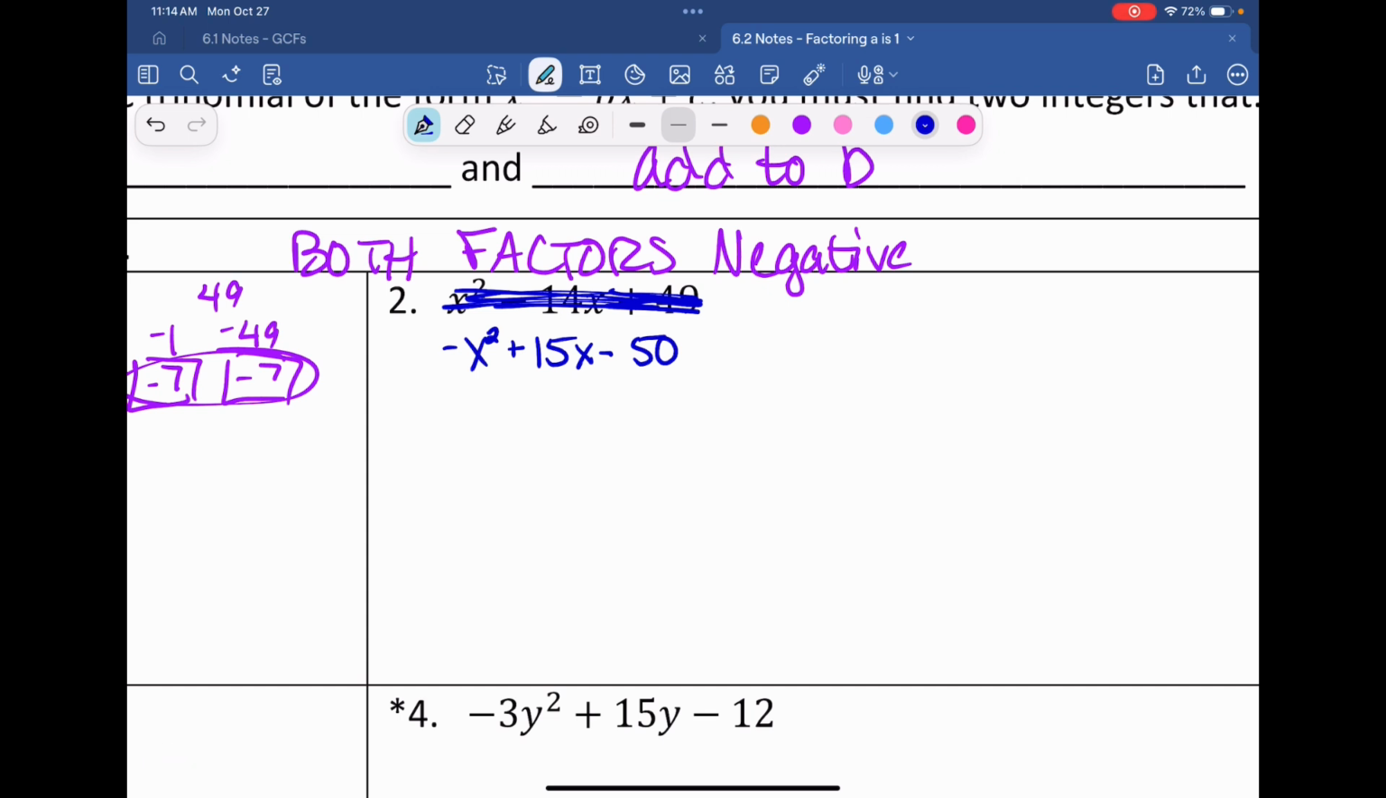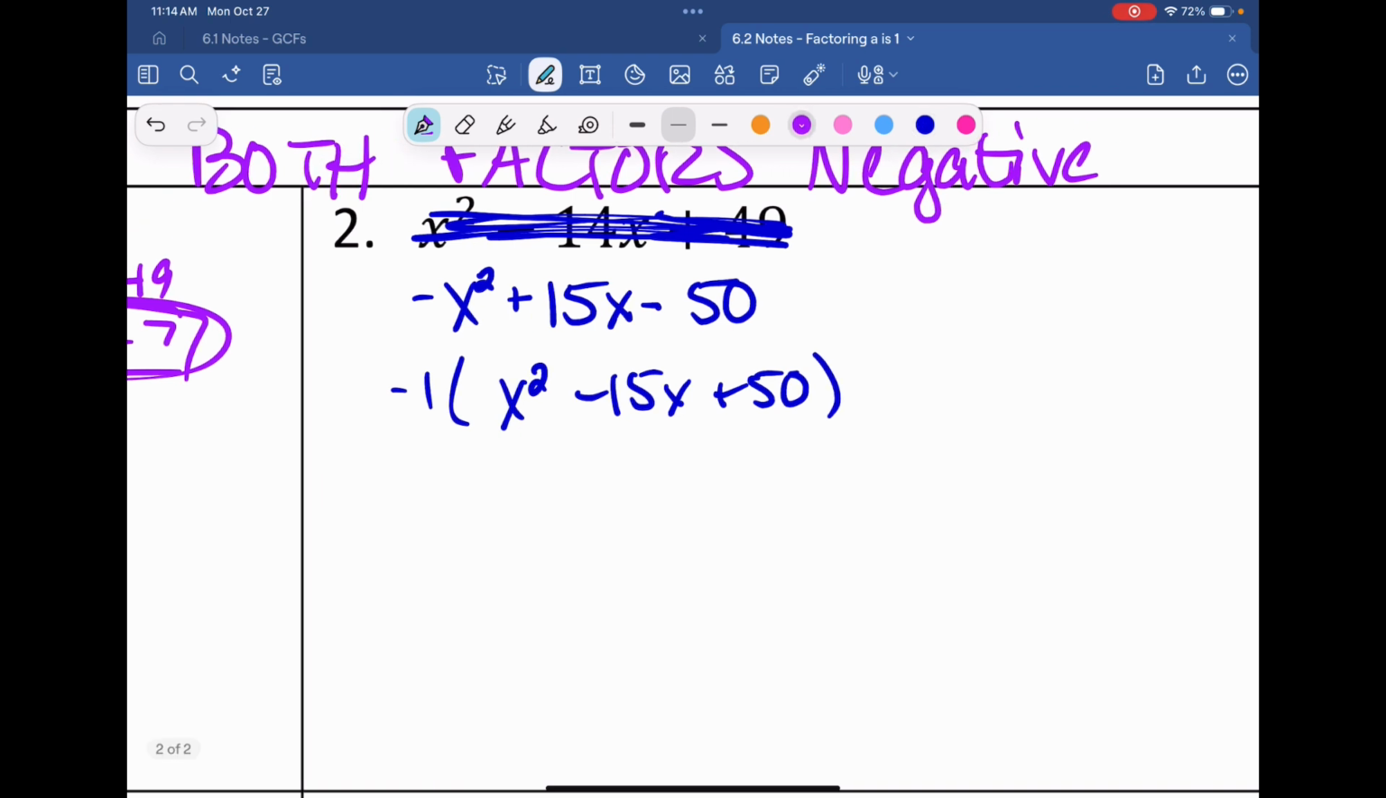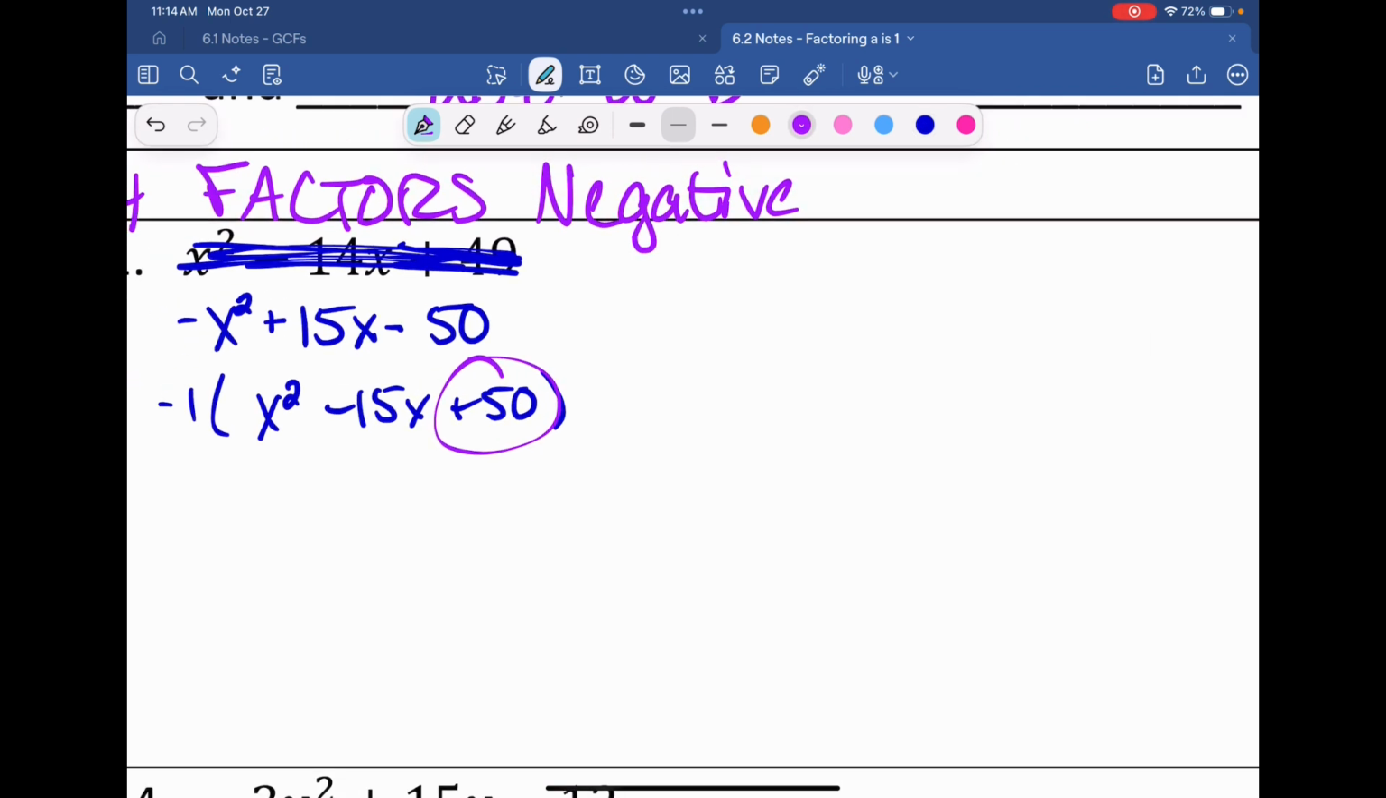Okay, so first thing is that your leading coefficient must be positive 1. It's not right now, so you need to go ahead and factor out the negative 1 to make that a positive x squared, negative 15x, and positive 50. All right, well, there's our c. So it's going to multiply to be 50.